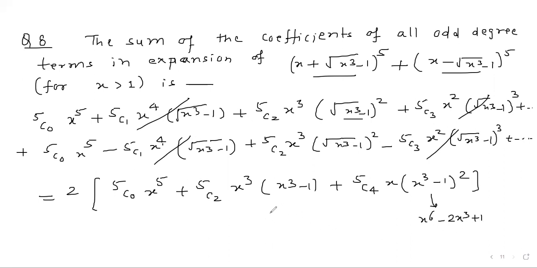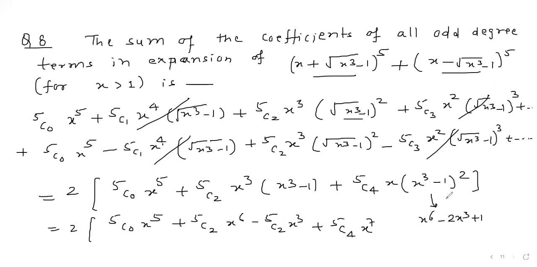And here, we just write it: 5C0 x power 5 plus 5C2 x power 6 minus 5C2 x cube plus, from here it will become 5C4 x power 7, then minus 5C4 times 2 x power 4, and from here the last term 5C4 x plus 5C4 times this x.